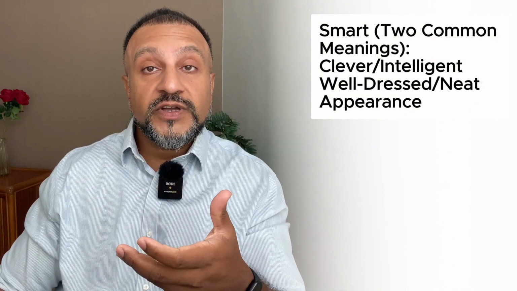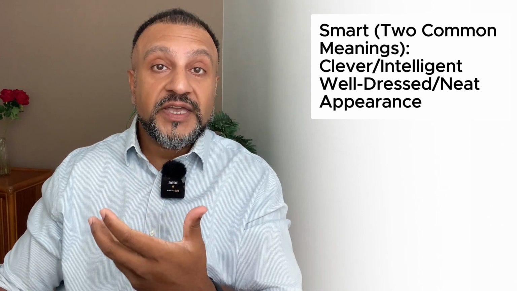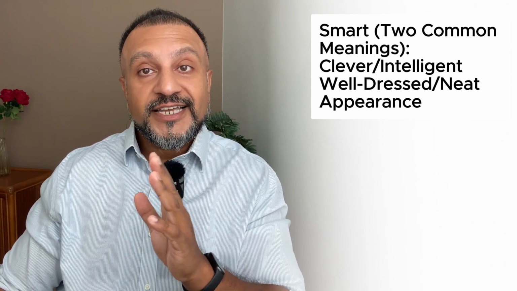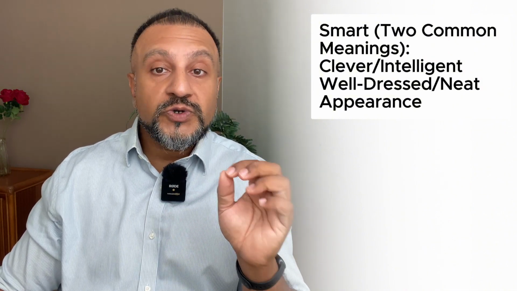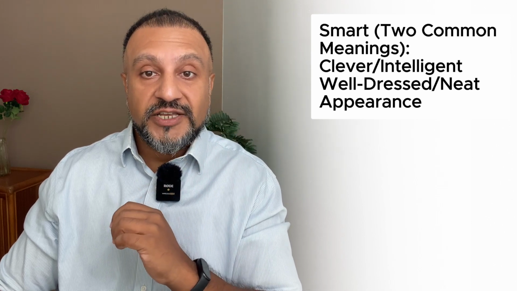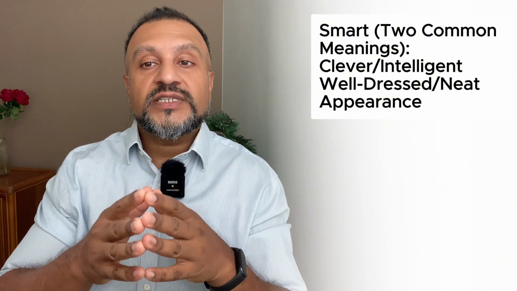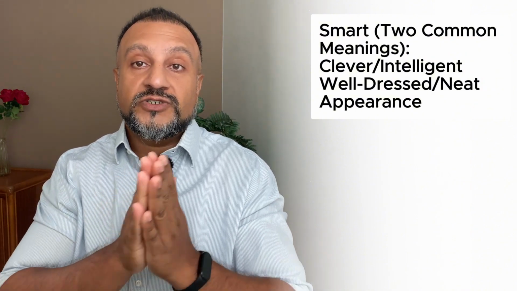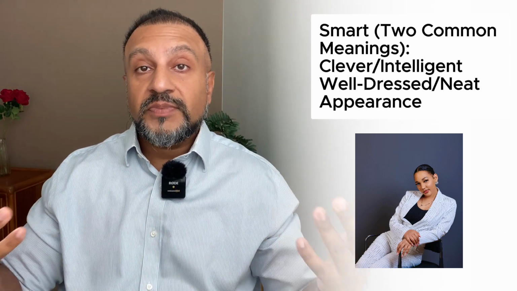Smart can also refer to someone that is well-dressed or has a neat appearance. So, for example, you look very smart in that suit. In some situations, there could be a dual meaning. So smart can mean both clever and stylish. For example, she's a smart woman, always dressed impeccably and full of great ideas. So she was dressed smartly and she is a smart or clever person.